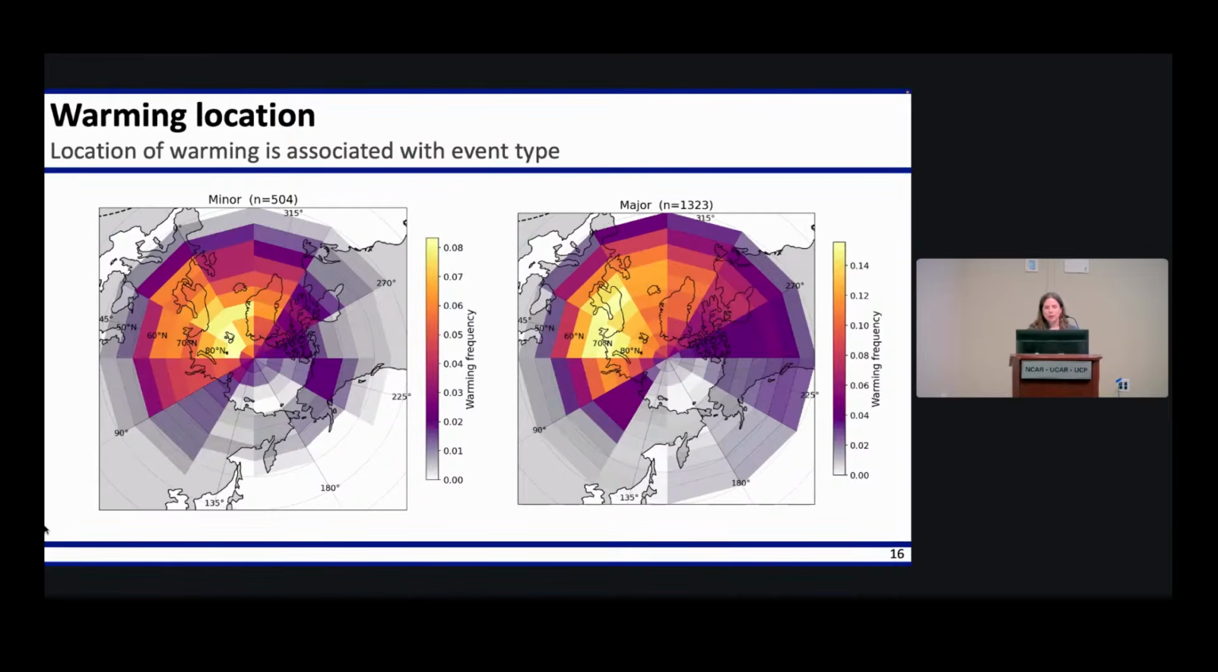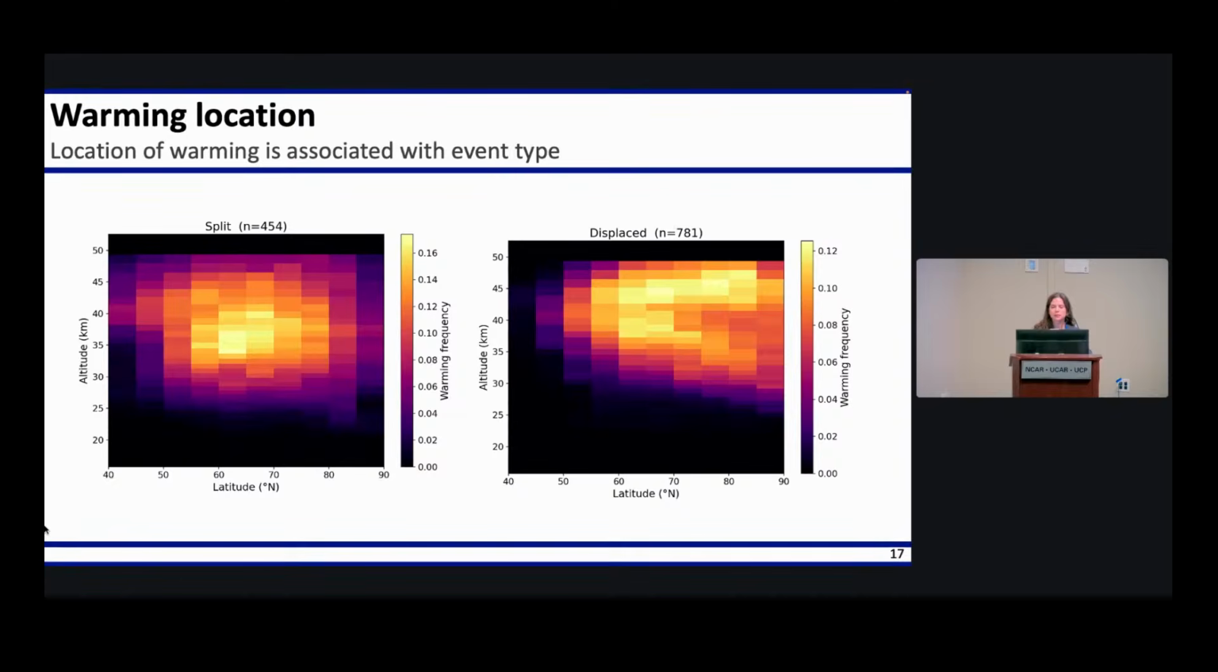Also, the location of where it warms is associated with the event type. So the minors are typically further in toward the pole, and majors warm further out. We also see that it's pretty consistently in this kind of longitude region. This also tracks with the geopotential centroids from analysis. And as I discussed earlier, for the displaced events, typically we see the easterlies further north in altitude, so it makes sense that the actual warmings are further north for displaced than split.